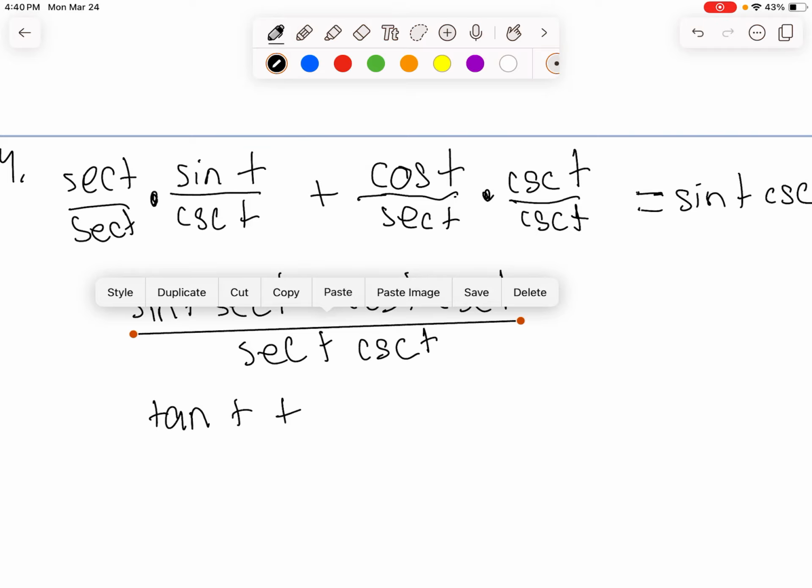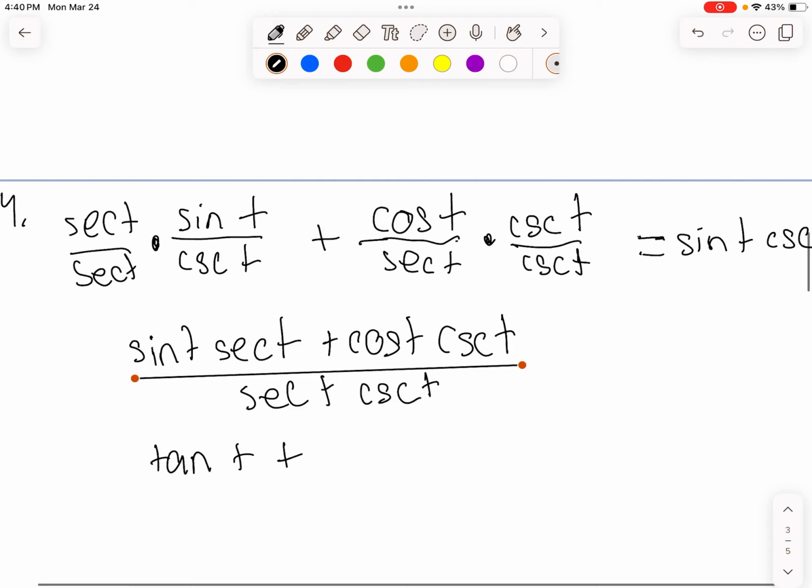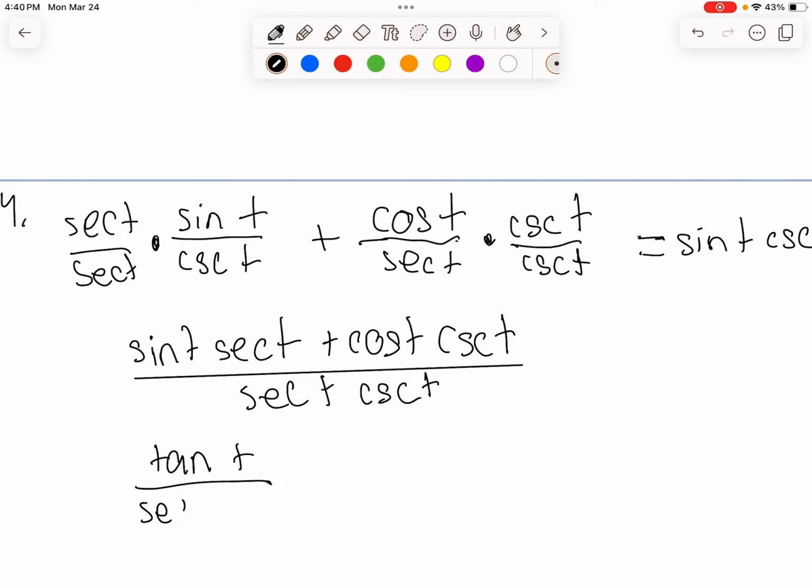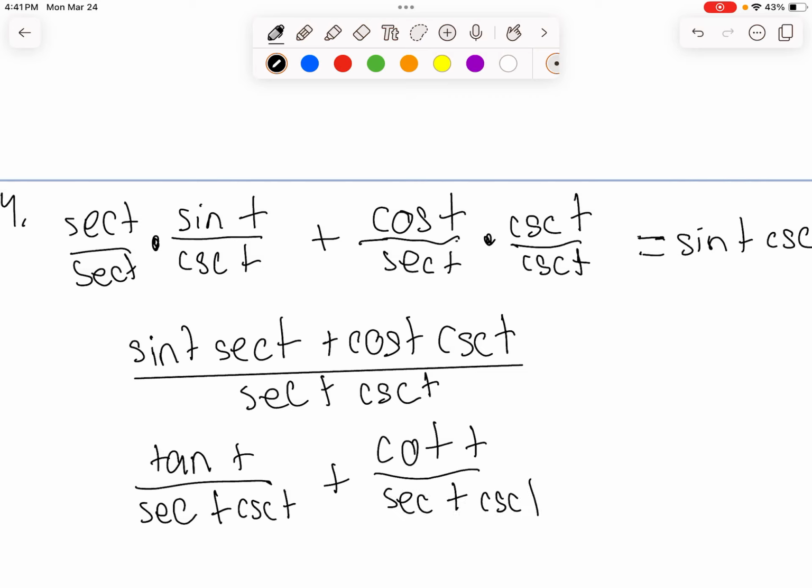Actually, I'm going to rewrite this. Pardon me. I'm going to write this as two fractions because they're both being added. We're going to keep the denominator the same. I'm going to write it as tangent t over secant t cosecant t, plus cotangent t over secant t cosecant t.